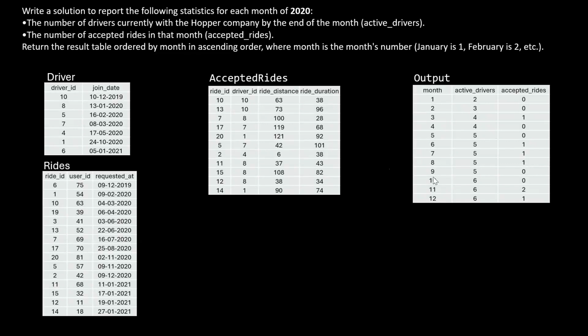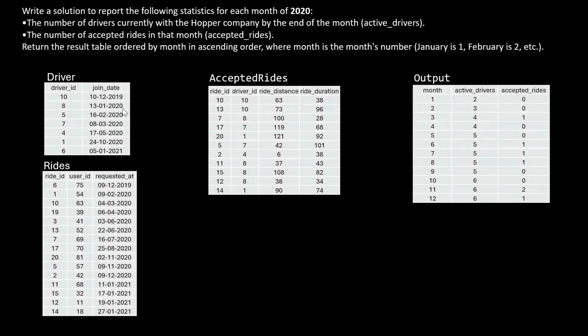Taking an example, if you see the output, we have the month, and we only need to report this for each month of 2020. We don't have to report it for any other year. If you see the output for month number 1 of 2020, we have two active drivers. And why do we have two active drivers? Because one driver joined in January 2020 itself, and there was another driver with driver ID 10 who joined in December 2019.